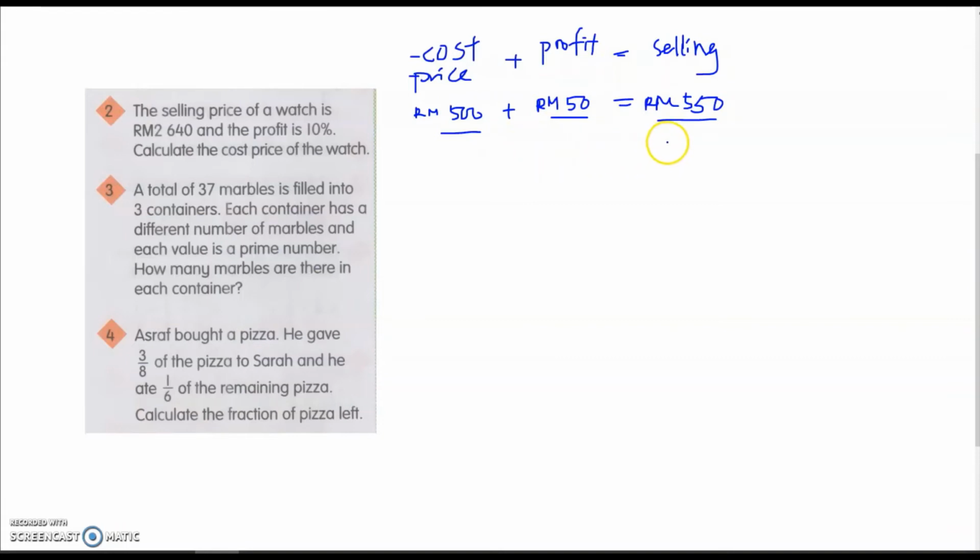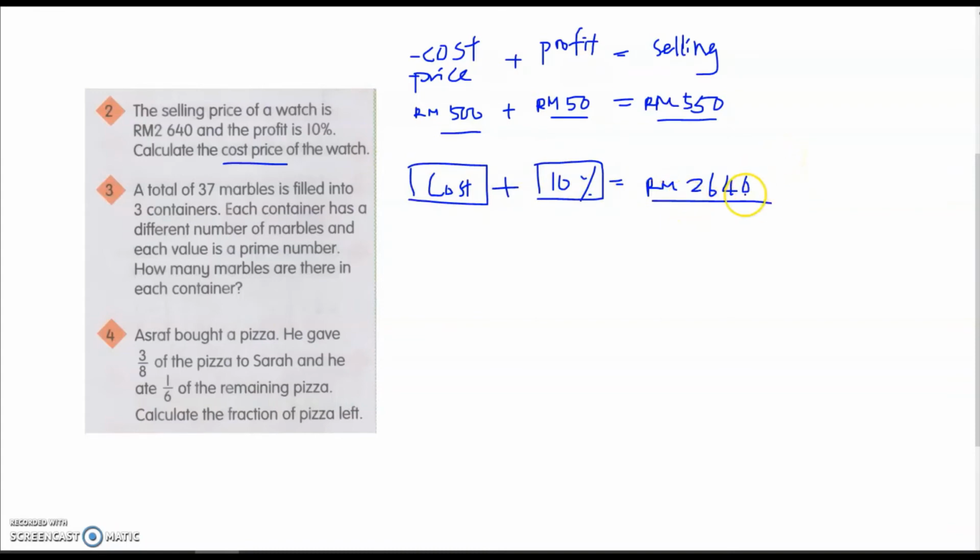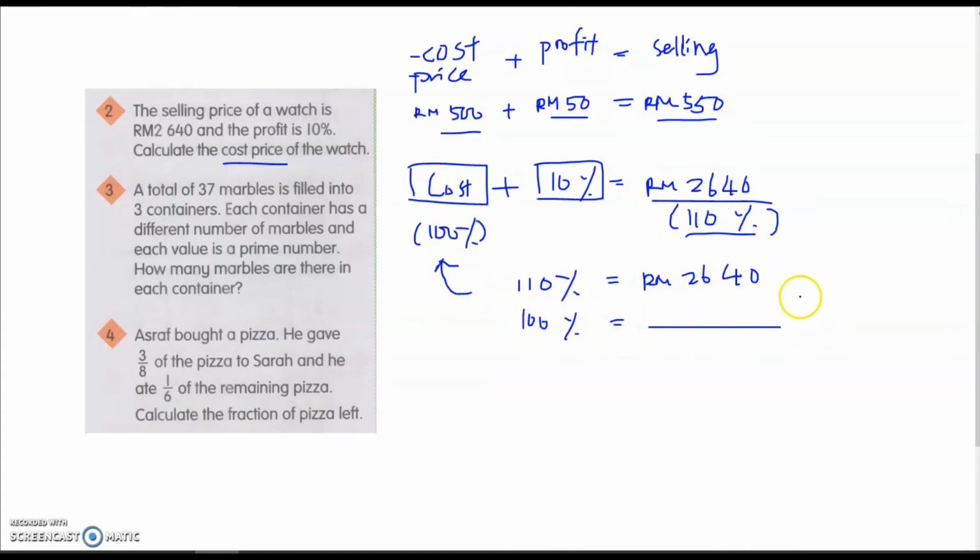So now the question tells us that the selling price is 2,640 ringgit and the profit is 10%. Now we need to find the cost price. So this 2,640 ringgit here equals 110%. How is that? The cost price is 100%, and 10% is the profit, so the total is 110%. So we write this down: 110% is 2,640 ringgit. Now the question is asking for the cost price, which is only 100%. So that's what we need to find out. This equation is very important. So how do we solve this equation?